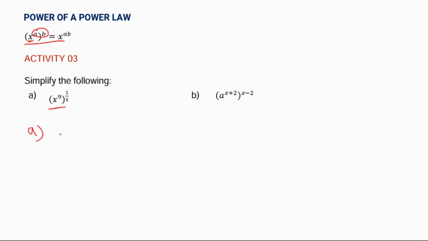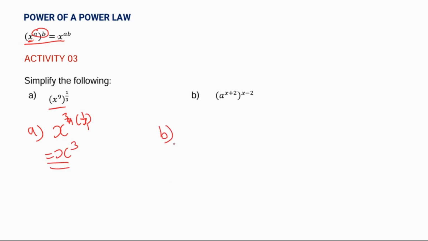So a is equal to x to the power 9 times 1 over 3. And then 9 times 1 over 3 is what? You can say 3 into 3, 1; 3 into 9, 3. This is x to the power 3, or x cubed.